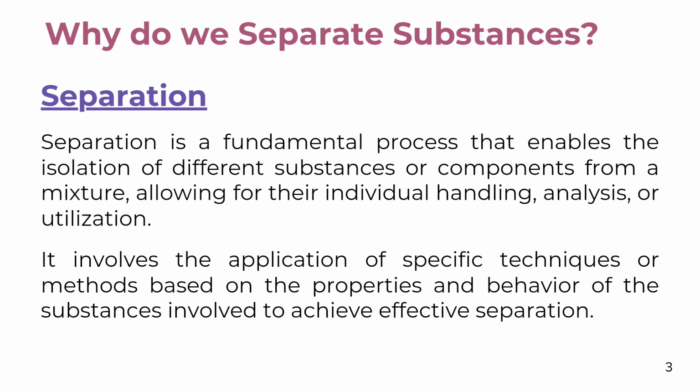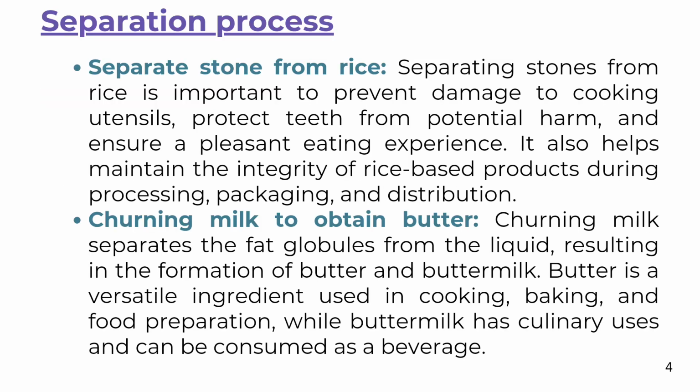Why do we separate substances? Separation. Separation is a fundamental process that enables the isolation of different substances or components from a mixture, allowing for their individual handling, analysis, or utilization. It involves the application of specific techniques or methods based on the properties and behavior of the substances involved to achieve effective separation.